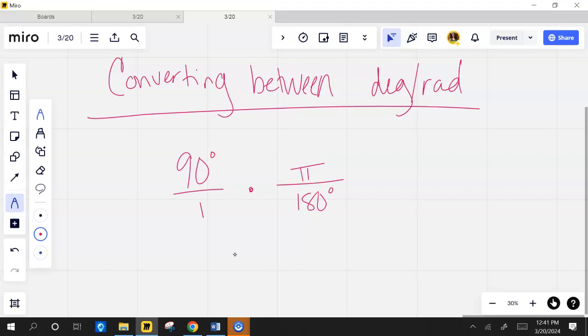You want a key chart? I'll write it down. Okay. This is what we call unit analysis in math.